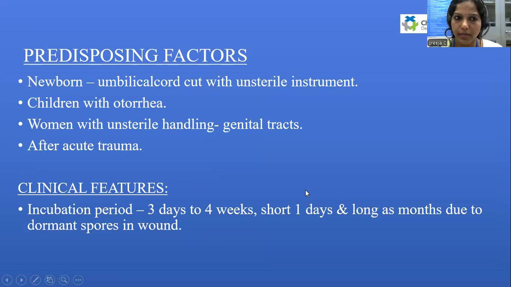The predisposing factors are usually in places like Asia, where home delivery is still being practiced, and during the procedure, the lay attendant can use unsterile instruments to cut the umbilical cord of the child, which can cause tetanus in the newborn. Children who have an ear infection start handling the ear with unsterile instruments, or they can use hairpins or rusty safety pins, which can carry tetanus. So this can cause infection of the ear, tetanus of the ear.